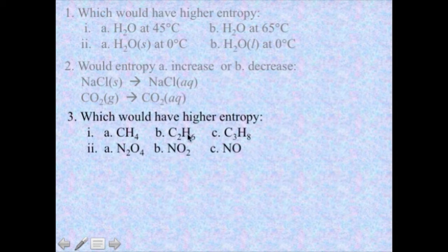Okay, which would have higher entropy? Methane CH4, ethane C2H6, or propane C3H8? And in 2, N2O4 or NO2 or NO, which would have higher entropy? Well, remember, generally the higher the molar mass and the more complex the molecule is, compounds like that are going to have more degrees of freedom and energy can be dispersed over a greater area than in simpler molecules. So for number 1, it'd be the propane C3H8, and for 2, it'd be the N2O4.